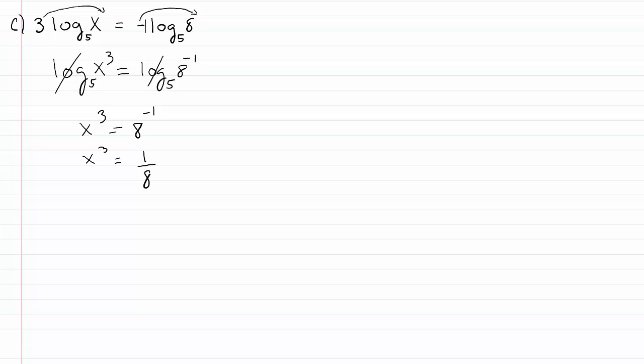Now, from there, we need to take the cube root of both sides, right? So we're going to do x is equal to the 3rd root of 1 over 8. And of course, the 3rd root of 1 is just 1, and the 3rd root of 8 is 2. In other words, you multiply 2 by itself 3 times to get 8. So your answer is 1/2.